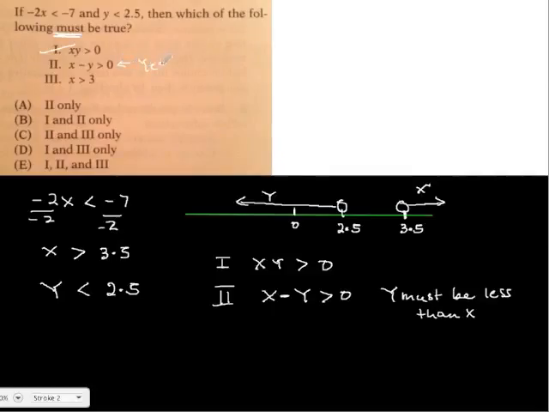So we're going to keep this one. This is a yes. Now let's test this one. Is x greater than 3? Of course it is. We just figured that one out. So that's a yes. So our correct answer is C. So this is an interesting question here.